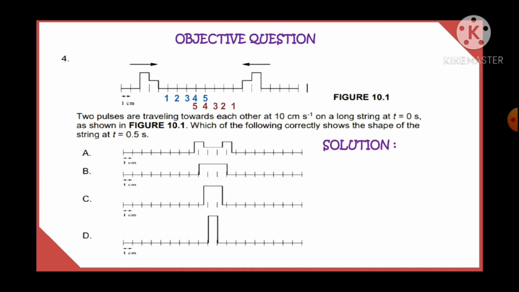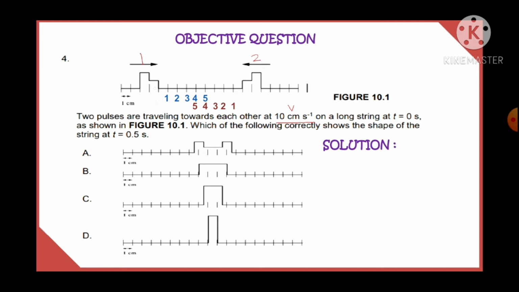Question number 4 is quite tricky, you need to think a little bit. There are a few concepts involved. Take a look at the question. Two pulses are traveling towards each other at 10 centimeter per second. So 10 centimeter per second is the speed for both pulses. Let's say this one is pulse 1 and this one is pulse 2, pulse 1 moving to the right and pulse 2 moving to the left with the same velocity.